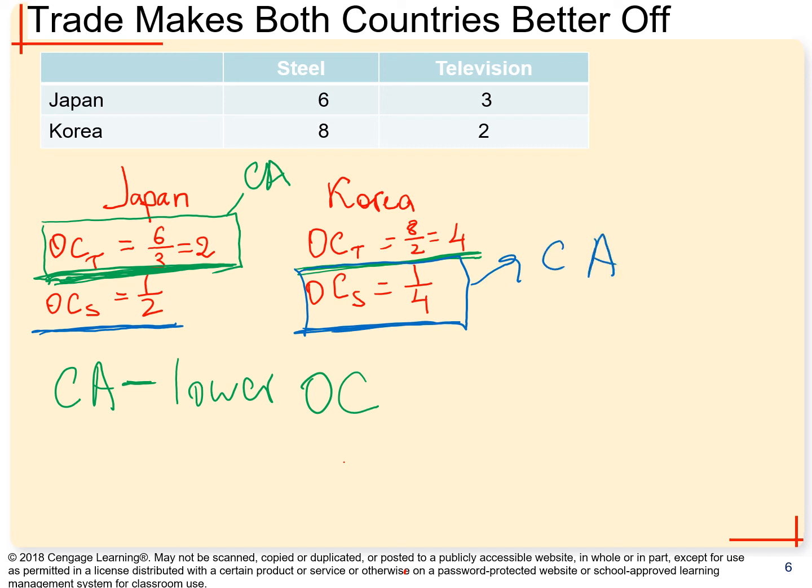What does it mean for Korea? Korea should specialize in production of units of steel, specialize in steel and export it to Japan. So keep all this in mind.